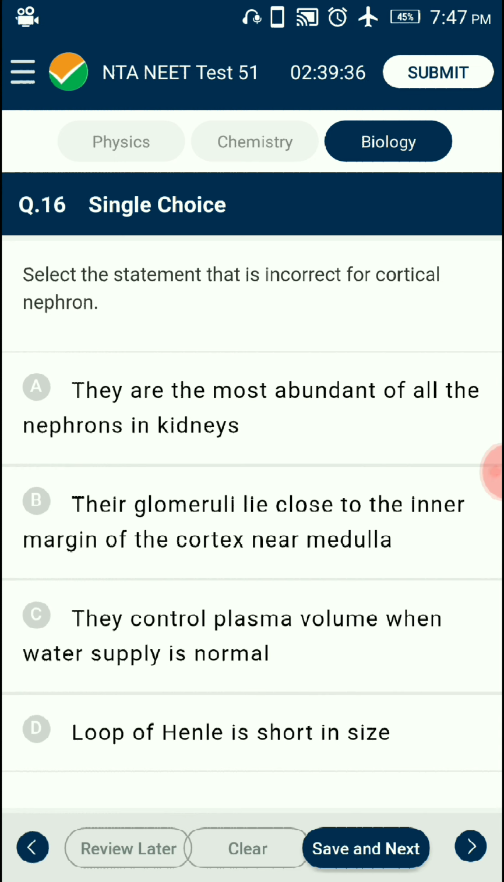So the answer is option B. The glomeruli lie close to the inner margin of the cortex near the medulla.